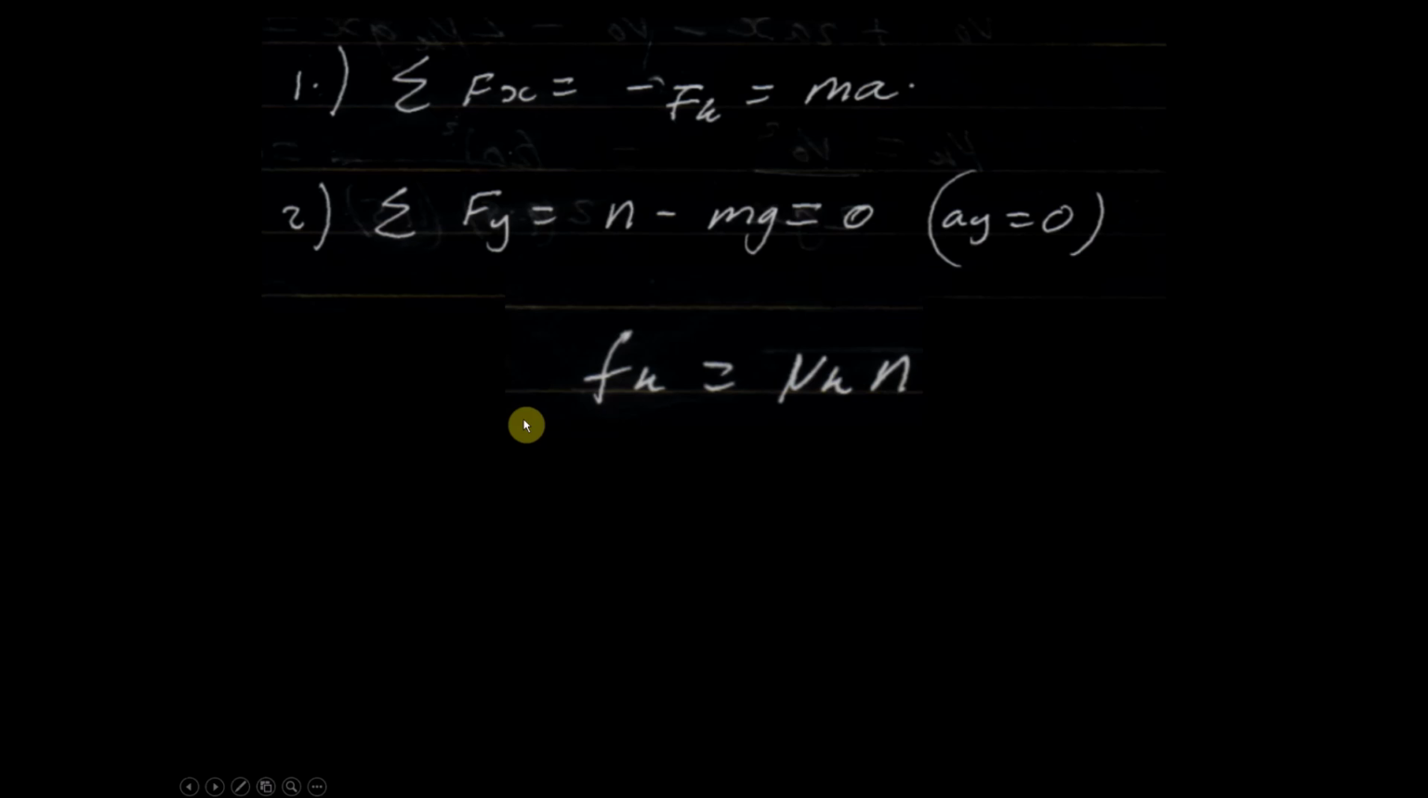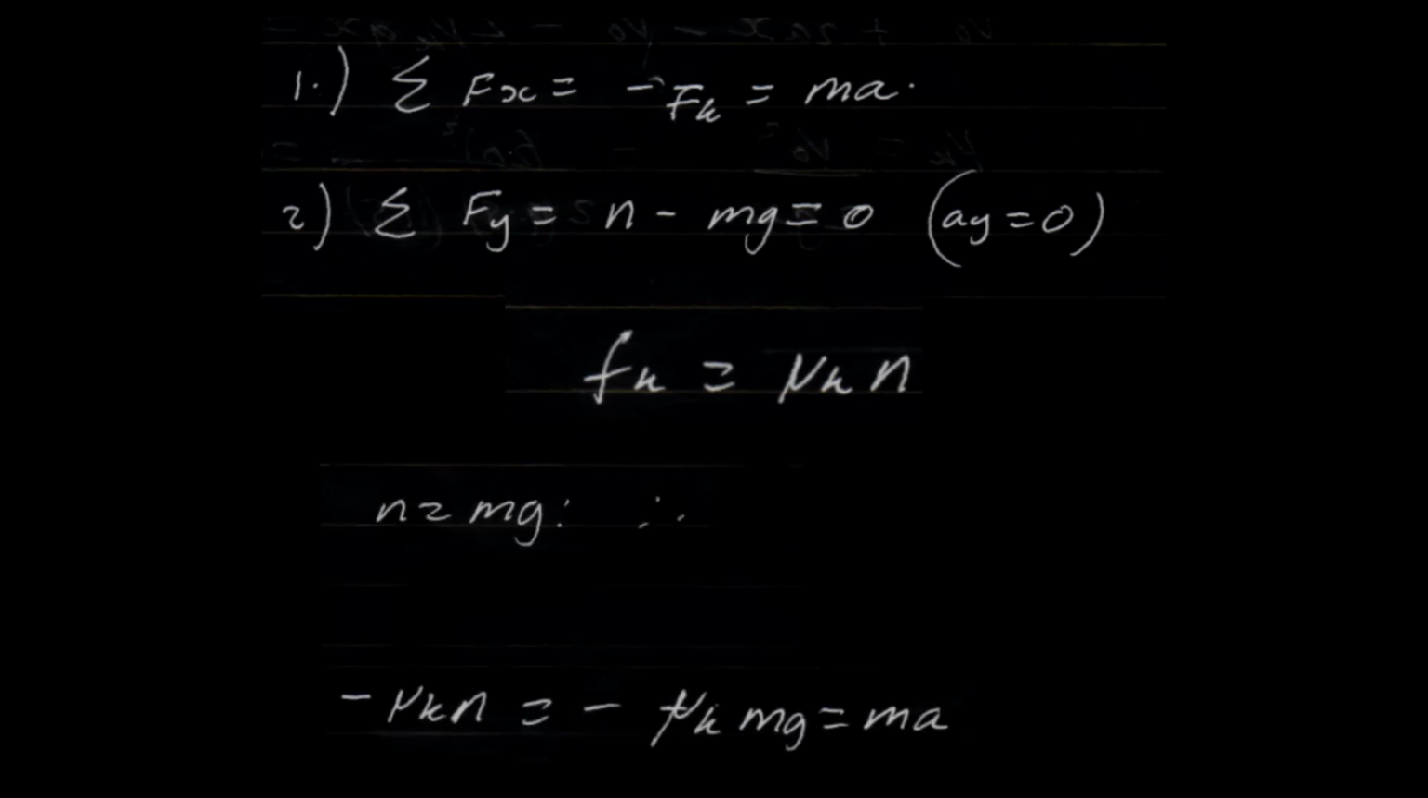So, from our previous definitions, N was equal to mg. If we substitute that here into equation 1 for the force in the x direction, what we'll have here is Fk, mu k N, will equal mu k mg. This is our normal force substituted in for N. So mu k mg now is equal to ma.